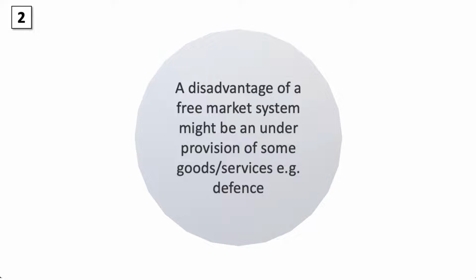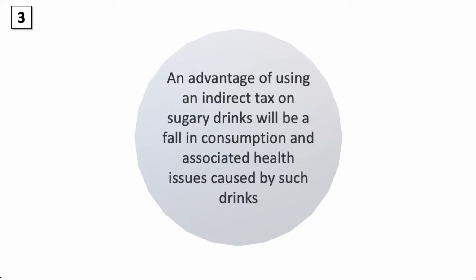So we're suggesting a disadvantage of a free market system might be an under provision of some goods or services, e.g. defence. Okay, lovely. One more to go here. Let's have a look at the last one that we've got for you. We've got, okay, indirect tax here. An advantage of using an indirect tax on sugary drinks, very specific, would be a fall in consumption and associated health issues caused by such drinks.